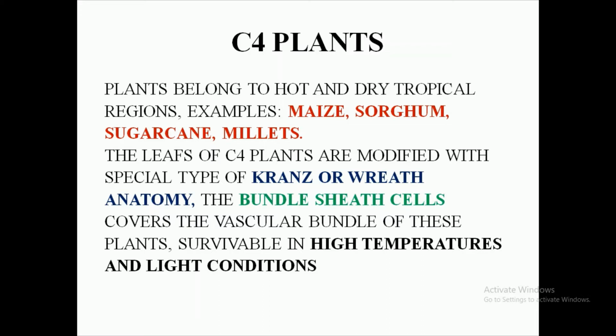So what is Kranz or wreath anatomy? The vascular bundles of these plants, consisting of xylem and phloem, are surrounded by layers of bundle sheath cells. These bundle sheath cells form a layer covering the vascular bundles. They are very important for the photosynthesis mechanism in C4 plants. This we will see when I discuss the pathway, the flow chart or flow diagram which I made to explain this biosynthetic pathway.